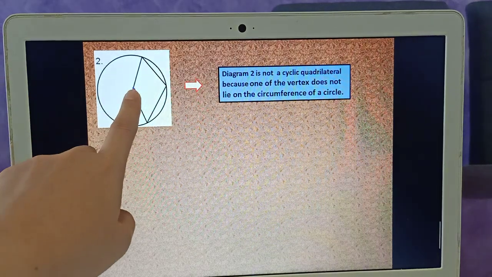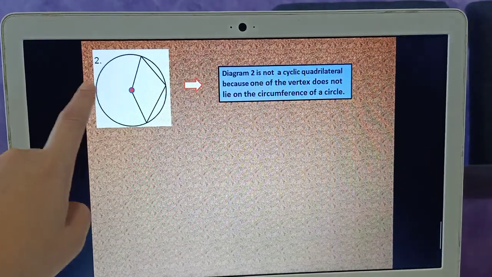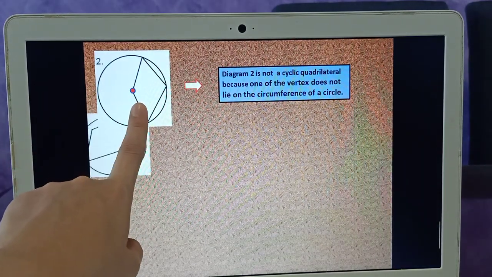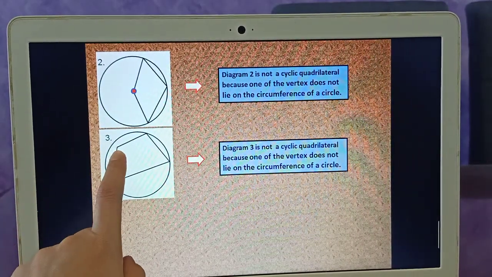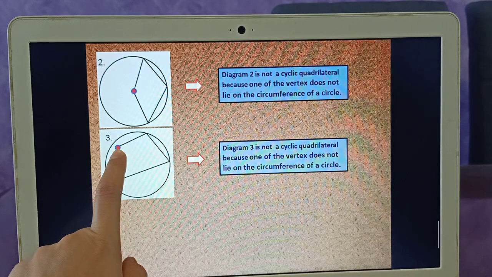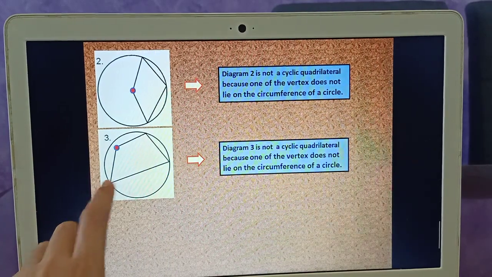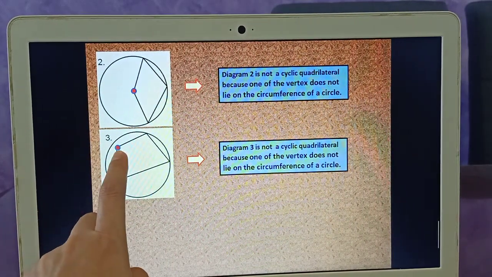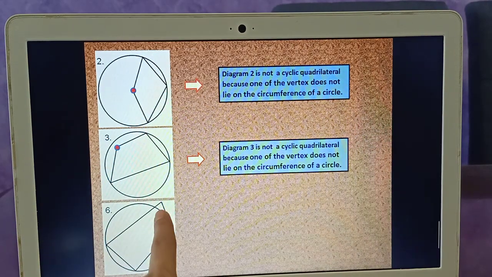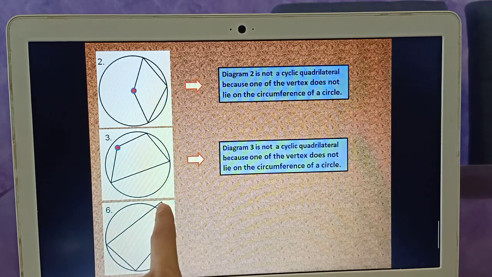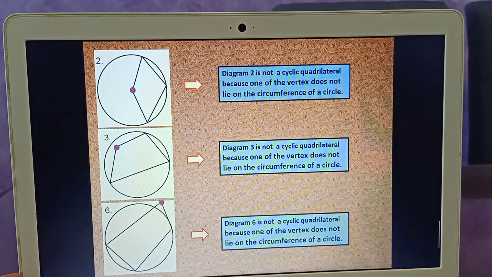Okay, this vertex does not lie on the circumference of a circle, so we cannot say this is a cyclic quadrilateral. Okay, and this one also, there's a vertex here that does not lie on the circumference of a circle, so this is not a cyclic quadrilateral. Three lie on the circumference, but there's one that does not. And this one also, one of the vertex is outside the circumference, so this is also not a cyclic quadrilateral.